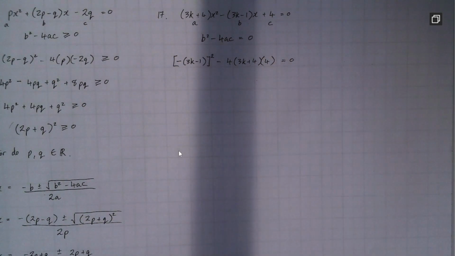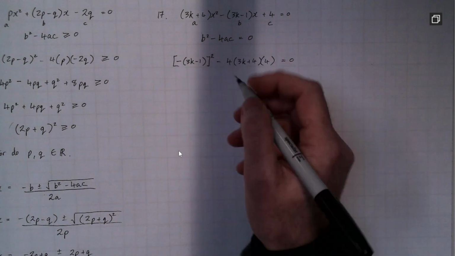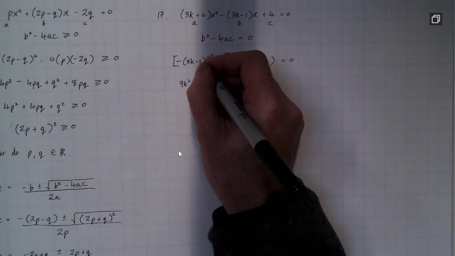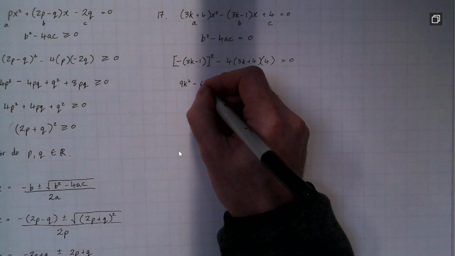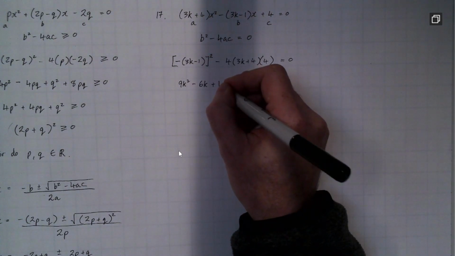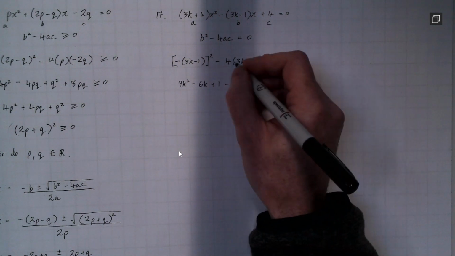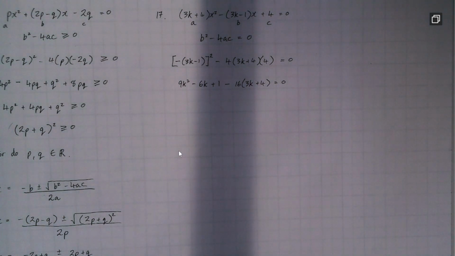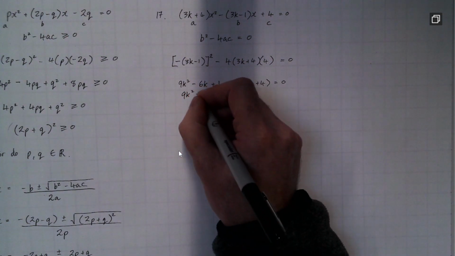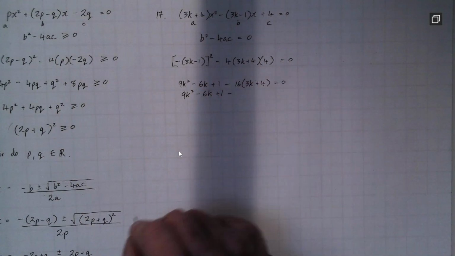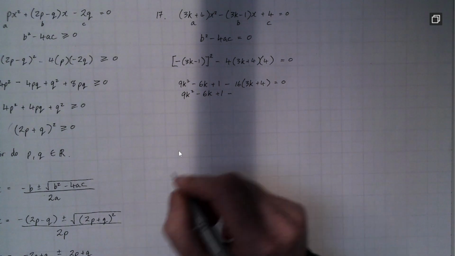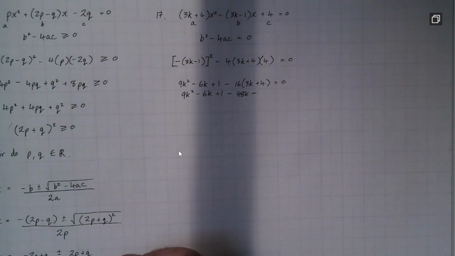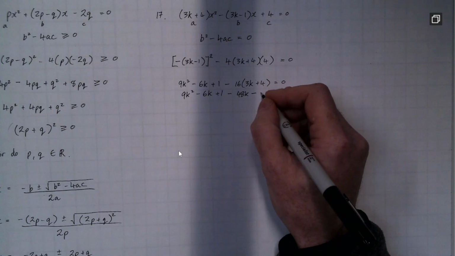Now minus 4 times... equals 0. So to make 9k squared, because 3k times 3k is 9k squared. 3k times minus 1 is minus 3k, so minus 6k, plus 1. Then minus 4k times 3k plus k equals 0.